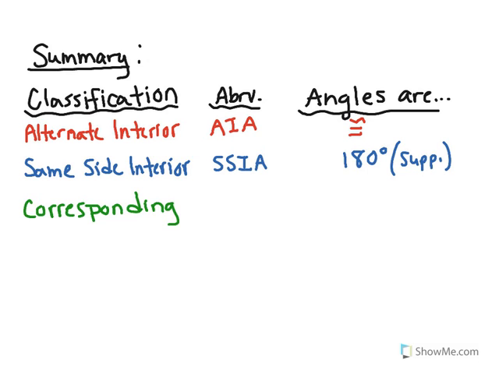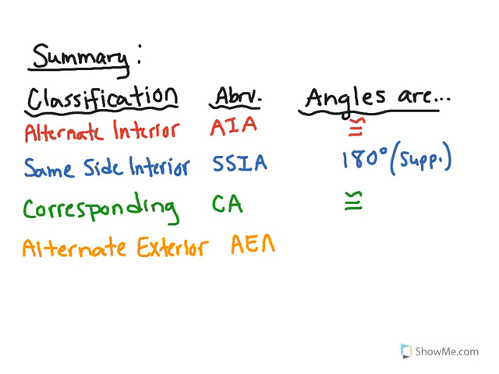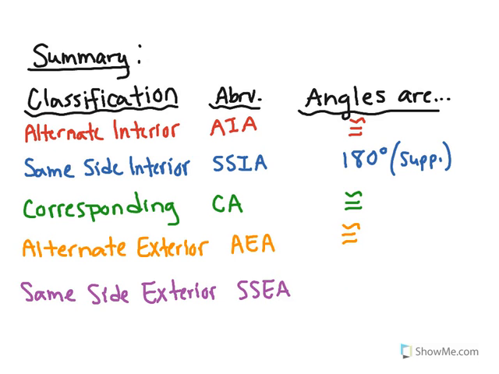The next kind were corresponding angles, which I'm going to abbreviate as CA, and those were also congruent. And then we had alternate exterior angles, AEA, and those were also congruent. And the last one that we had was same side exterior angles, SSEA, and those were also 180 degrees, which were supplementary as well.